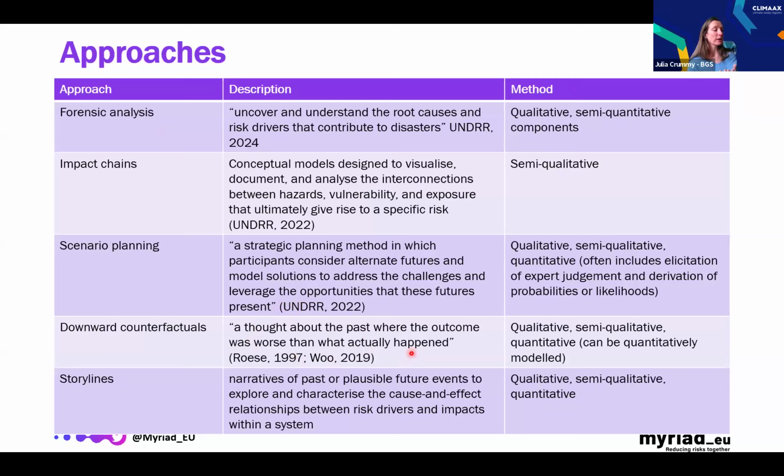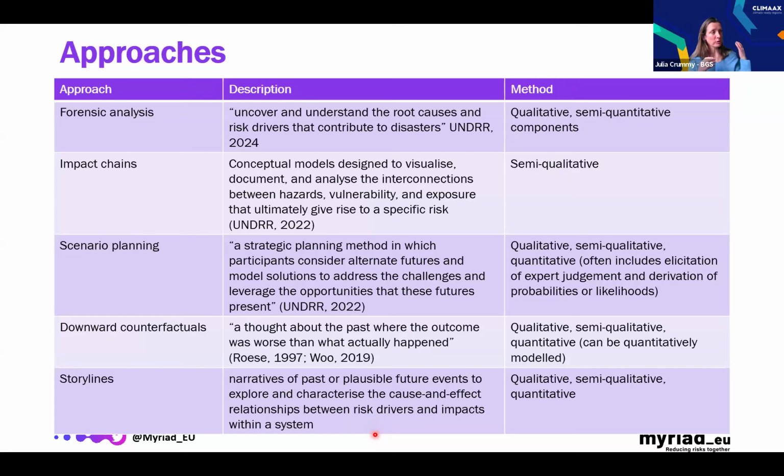And then this is where storylines come into it. Storylines can bring together a lot of these different approaches. And what they do is use narratives of past or plausible future events to explore and characterize the cause and effect relationships between risk drivers and impacts within a system. And they're really flexible.